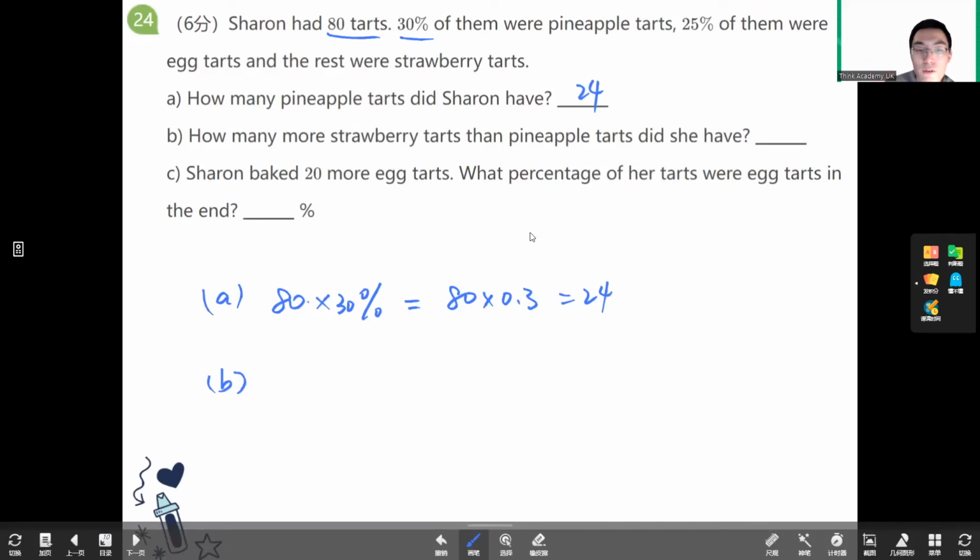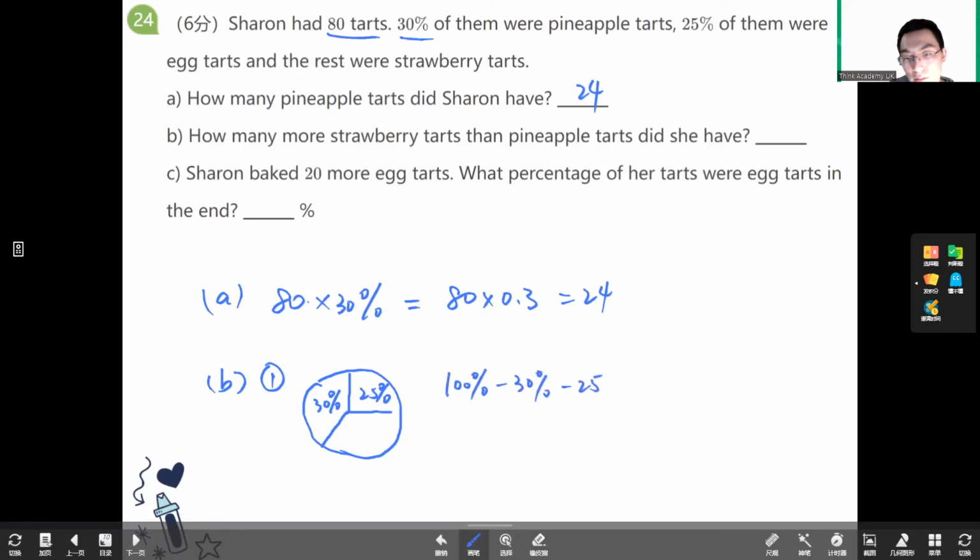There are 2 different methods. First method is you can find the actual number of strawberry tarts. We need to find the percentage of strawberry tarts first. It will help if you know how to draw the pie chart. So 25% is just a quarter, and then 30% is about 1/3. So what's left is 100%, because the whole, the 80 tarts, we treat as 100%. Take away 30, take away 25.